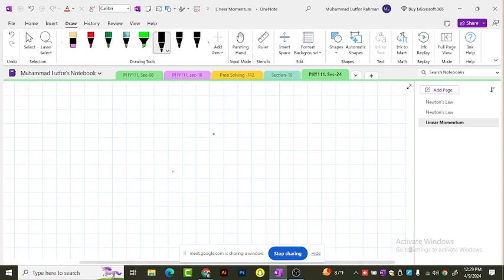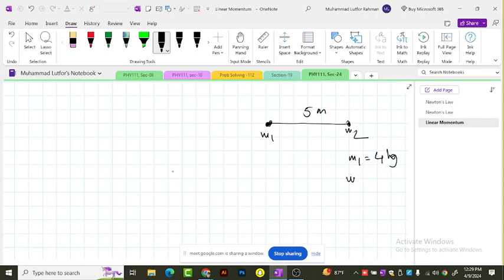Let's do an example. Let's say I have two masses. This is m1, this is m2. They are separated by a distance, let's say 5 meters. Let's say m1 is 4 kg and m2 is 2 kg. Now I need to find the center of mass of this system. Can anyone guess what the center of mass of this system should be?